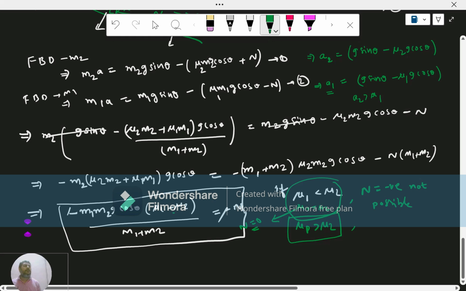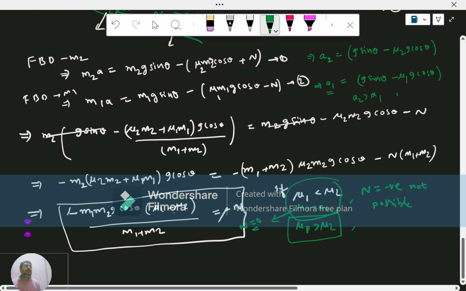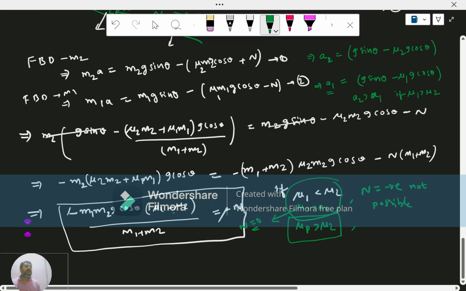The normal force is common between both the blocks, so that will not affect. So here A2 is more than A1. If mu1 is more than mu2, the mu value subtracted is more, so A1 will become less. That means A2 is more. Then only there is a possibility both can move together.